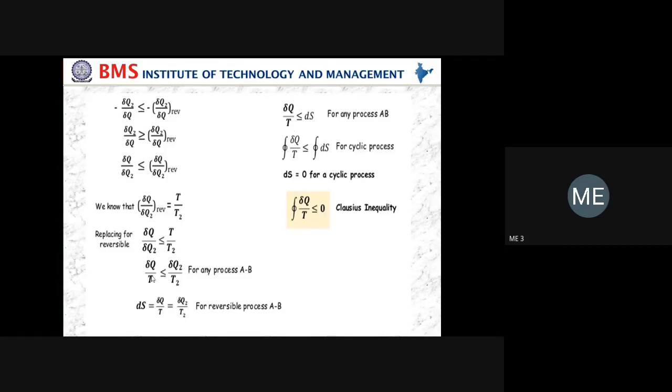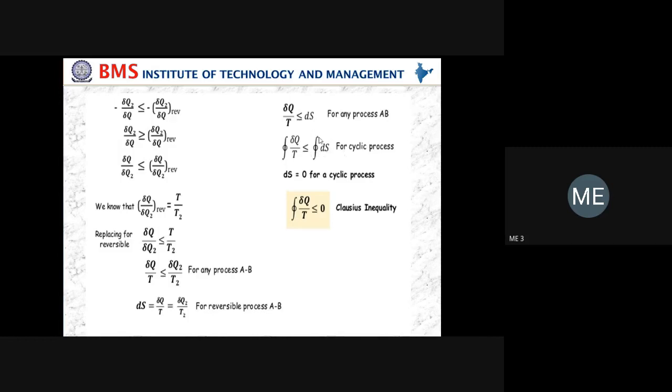Okay, so dq by t is less than or equal to ds. This is a formula. We know that dq by t is less than or equal to ds for any process, whether it is a reversible process or irreversible process. And suppose you put the cyclic integral on both sides, you just add the cyclic integral symbol on both sides: cyclic integral of dq by t is less than or equal to cyclic integral of ds for a cyclic process.